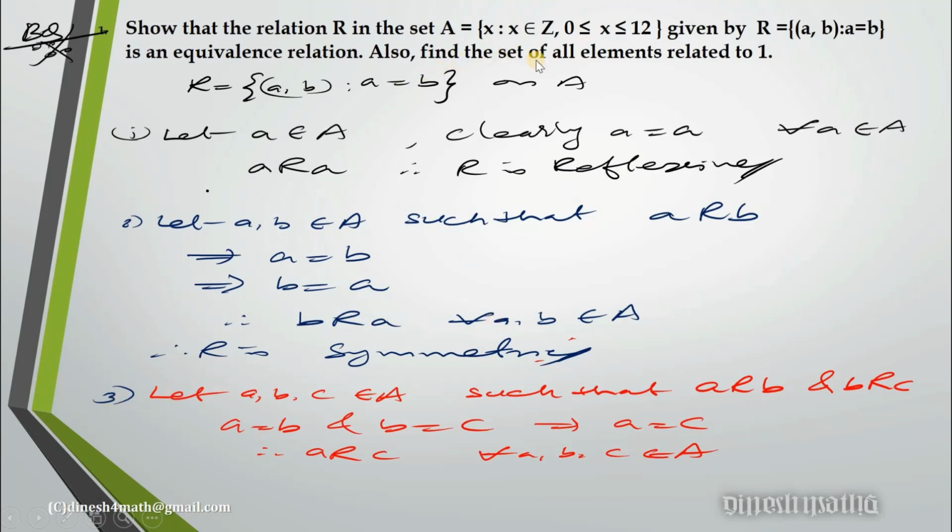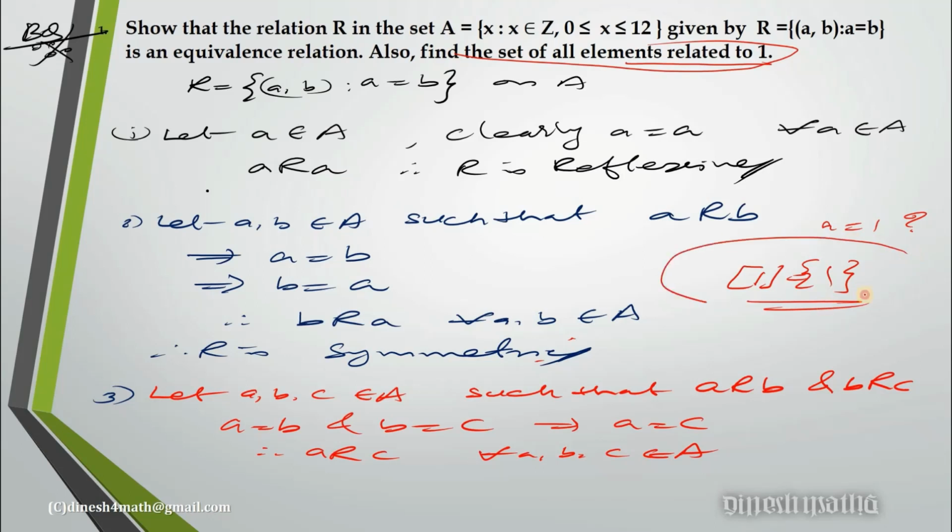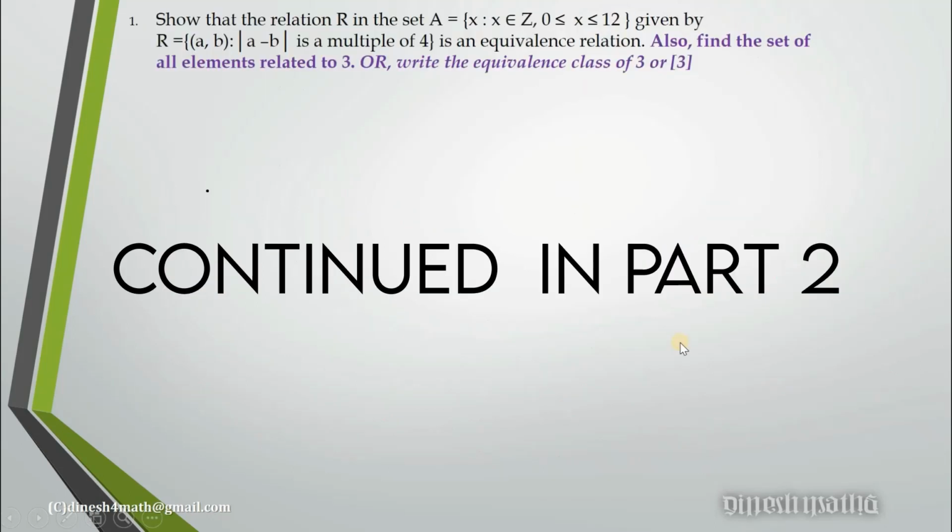Now again here we have that idea, find the set of all elements related to 1. So this is what we call the equivalence class. So I'm just writing here. Equivalence class of 1 means all the elements related to 1. So if you take a equal to 1, what is the value of b? If a equal to 1, what could be b? Only 1. So it is just 1. So that is our answer. We will write it in set form, because the question says set of all elements. So the answer is equivalence class of 1 is equal to the set {1}. So that's the final answer.